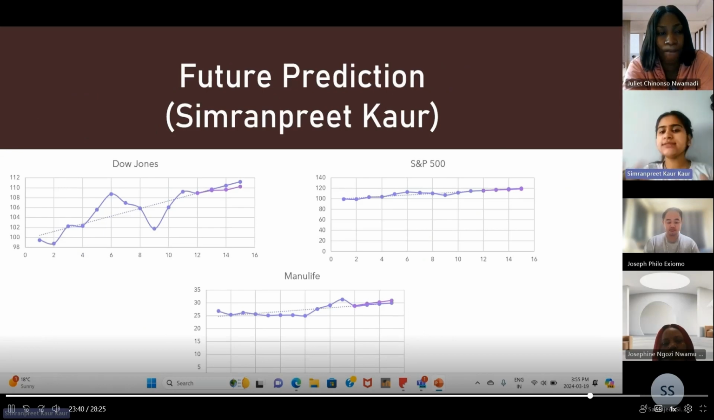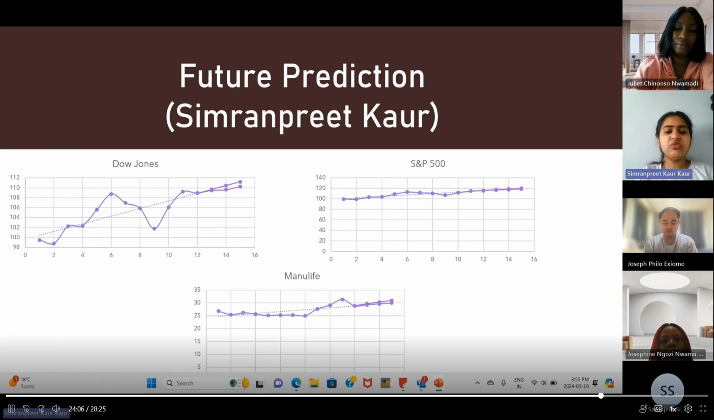It is kind of a zigzag movement which will look really small from this point, but it is quite big in the real world. In case of S&P, it is the most stable one, as was shown in the previous slides by my teammate Joseph, that S&P was the most stable one in the market, and in the future, according to the prediction, it is going to remain the most stable one.